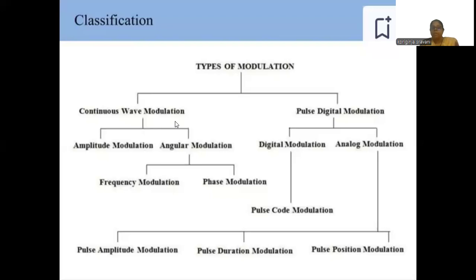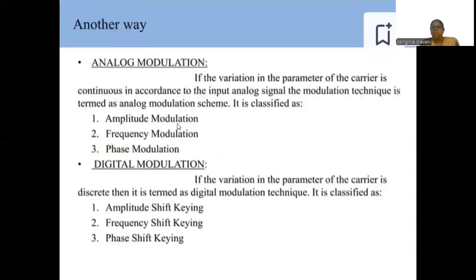Here, the pulse of the carrier signal is going to vary. In this pulse modulation, again we have a digital modulation technique, which is PCM, pulse code modulation, which is used to convert an analog signal to a digital signal. Along with this, we have digital modulation techniques. In digital modulation technique, the message signal is a digital signal. The message signal is having digital information.